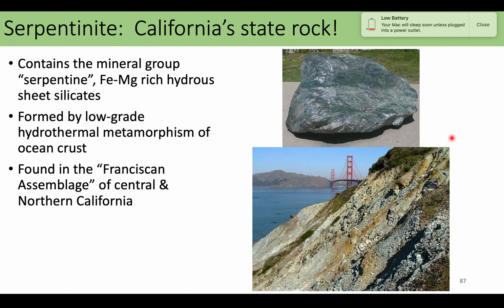So, fun fact, California's state rock is actually a metamorphic rock. So it is an iron-rich rock. It is made of a lot of sheet silicates, and it is a very low-grade metamorphic rock, and it's formed by hydrothermal metamorphism in our ocean crust. So it is very common in central and northern California. We don't have it so much occurring naturally down here in southern California, but it is a low-grade hydrothermal metamorphic rock, and it generally has a greenish-bluish tint.